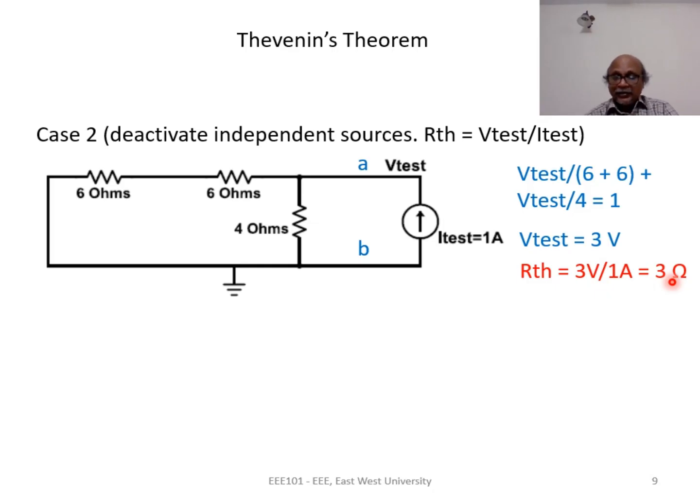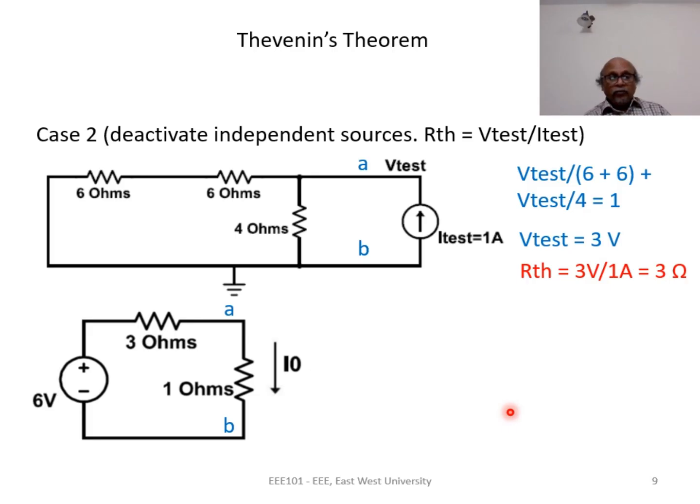So you can see that you can choose any appropriate technique to find RTH according to your preference. But remember, if you choose a technique which is not applicable, then the result will be incorrect. Now we want to return to our original problem. We wanted to calculate the current through the 1 ohm load resistance.